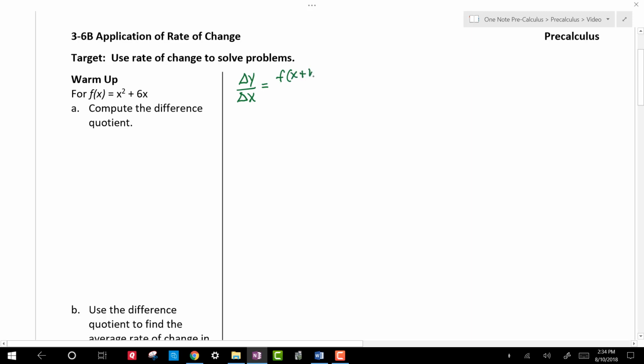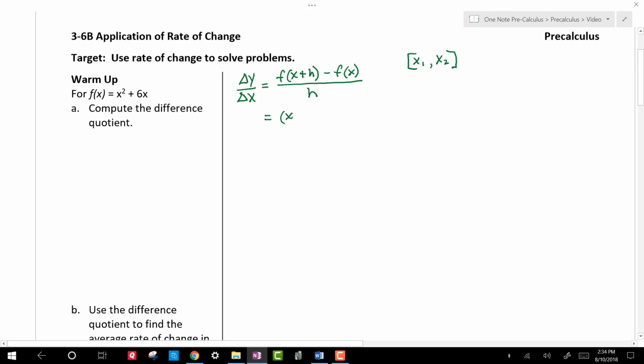This is f of x plus h minus f of x. So that's your y2 minus your y1 over, and when you do your x2 minus x1, you end up with h, which is the difference between x1 and x2. So if I was doing this on the interval from x1 over to x2, the h represents the distance between those two values. So if I'm going to do f of x plus h, delta y over delta x, I need to substitute x plus h in for x.